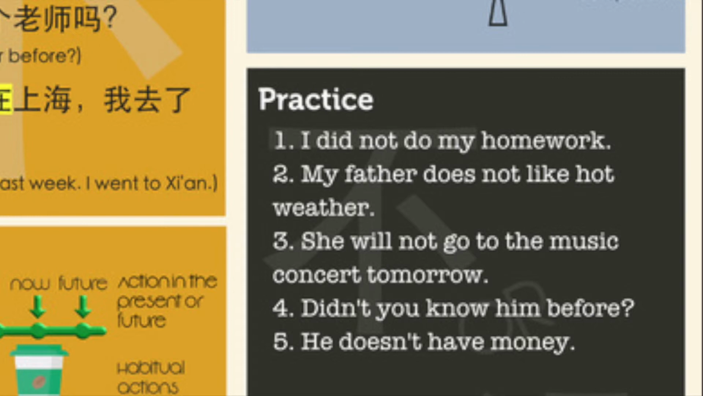Let's practice. How would you translate these statements if you were to incorporate either 没 or 不 into your sentence? Number 1, I did not do my homework. Number 2, my father does not like hot weather. Number 3, she will not go to the music concert tomorrow. Number 4, didn't you know him before? Number 5, he doesn't have money.